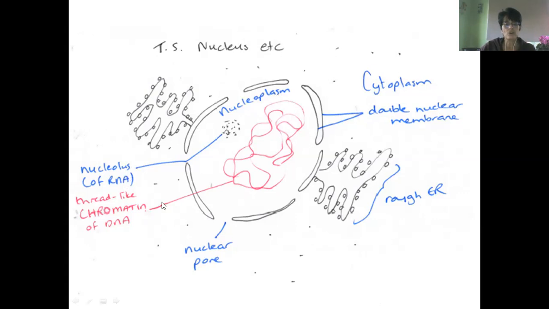And just like we call the cytoplasm around the nucleus, we're going to call the jelly-like matrix, the ground substance of the nucleus, the nucleoplasm, in which the nucleolus and the DNA are suspended.